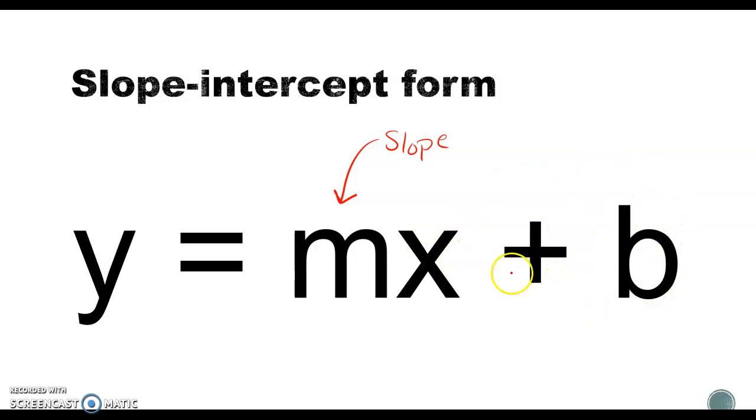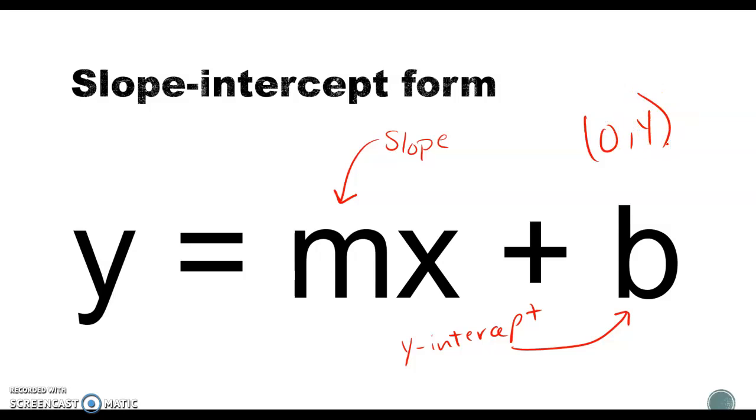And then our constant over here, this b value, is going to be our y-intercept. So this is where we start our graph. This is where the line crosses the y-axis. And so this creates that point (0, whatever our y value is).